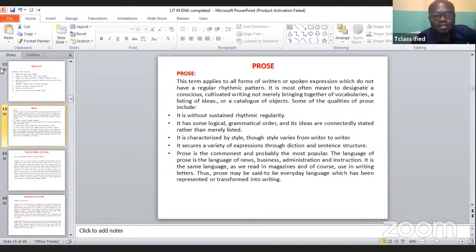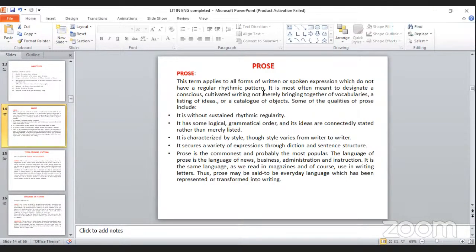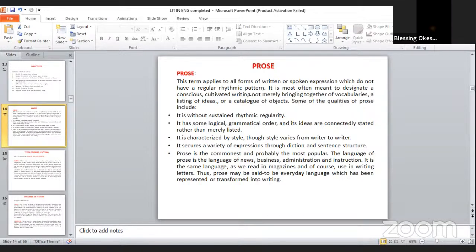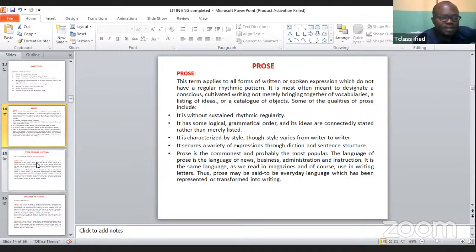So let's continue. The term prose applies to all forms of written and spoken expression which do not follow a regular rhythmic pattern. It is most often meant to designate a conscious, cultivated writing, not merely a bringing together of vocabularies. Okay. So let's look at types of prose.